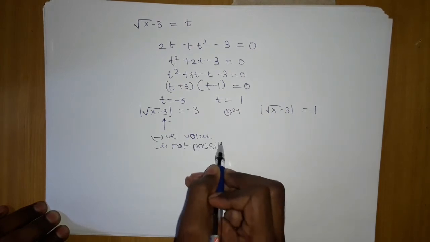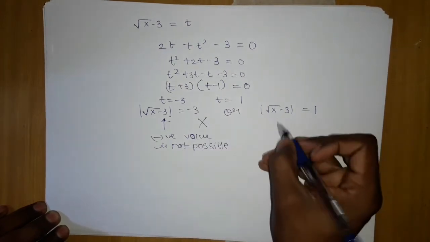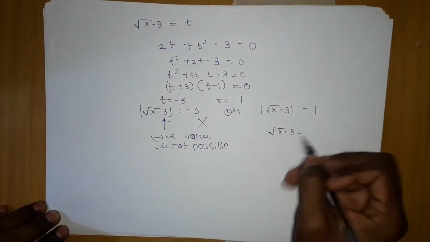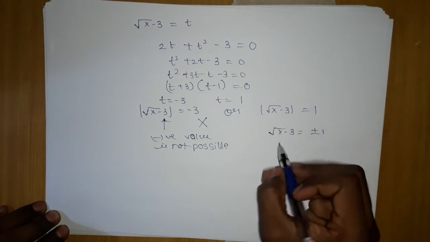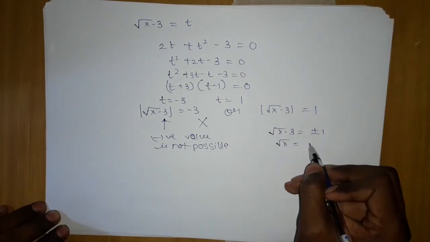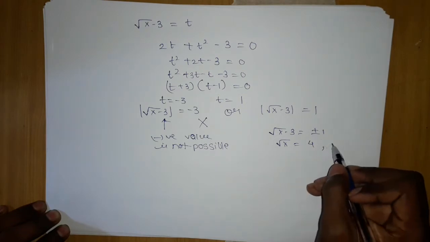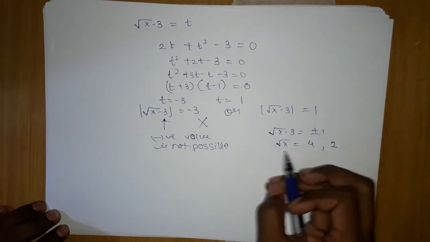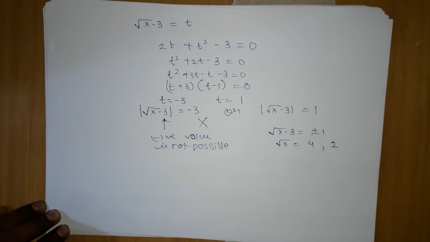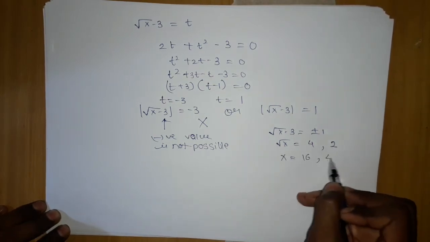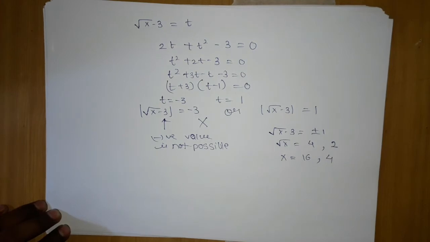Okay, so we will reject this. This is the only option left, under root x minus 3, and when we open the modulus, plus minus 1 will appear. So we will get x equals 4, and x equals, if it was minus, we would have got 2. Under root x equals 4, if we square both sides, we get x equals 16 and 4. So this set contains only 2 elements of x.